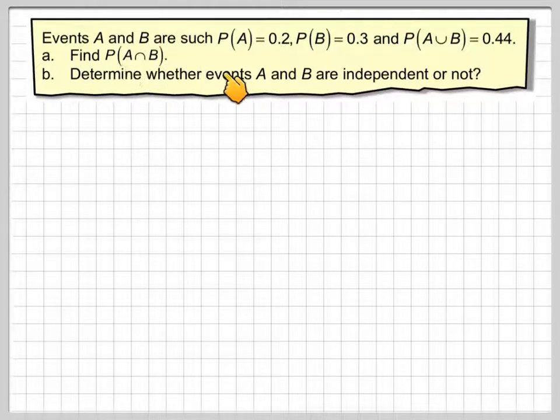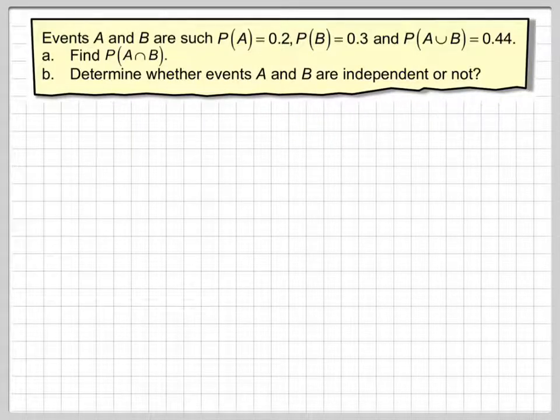Events A and B are such that the probability of A is equal to 0.2, the probability of B is equal to 0.3, and the probability of A or B, or A union B, is 0.44. Find the probability of A and B, or A intersection B, and determine whether A and B are independent or not.